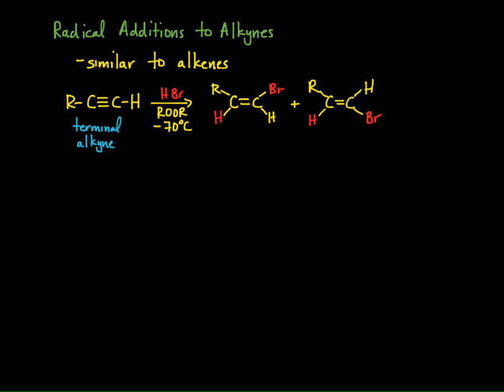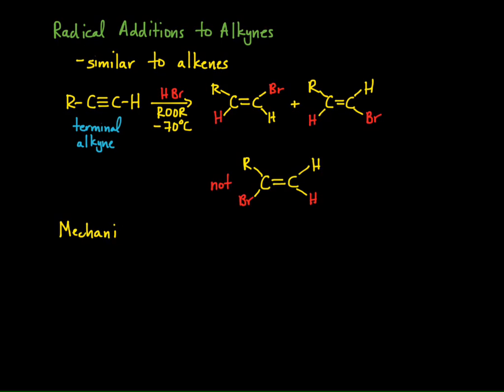Notice in these two products, the bromine always adds at the terminal end of the alkyne, and the hydrogen always adds on the internal carbon. And so you never see the product where the hydrogen is adding on the terminal end of the carbon, right?